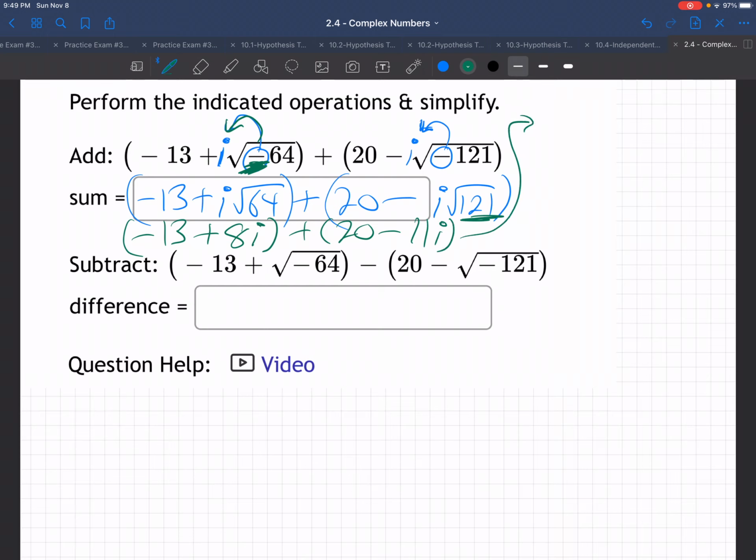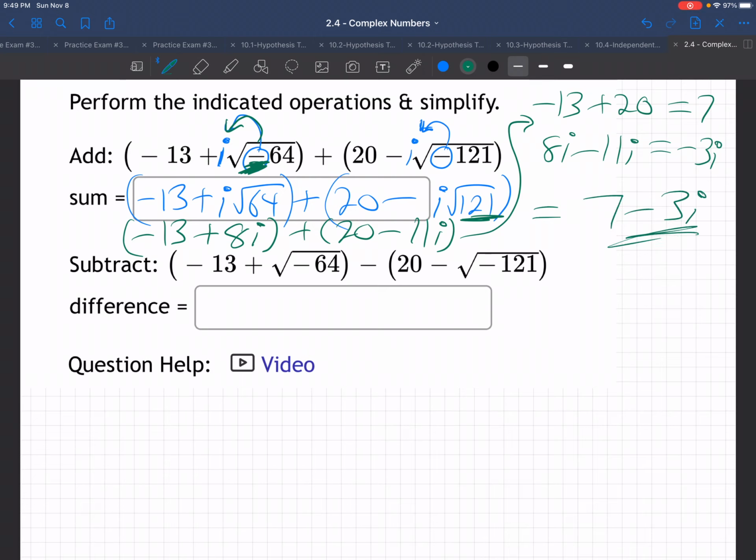i, so then this becomes negative 13, and then we can just add the 20, and that'll be what, 7, and we have the 8i minus the 11i, and that's negative 3i. So in the end, the answer is 7 minus 3i. That's the first answer. Let me just put a nice box around that.